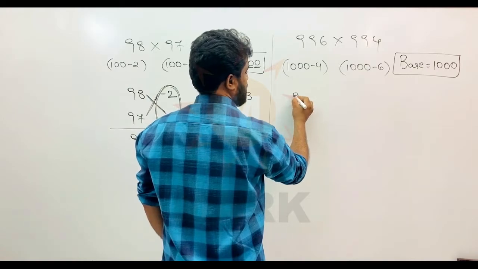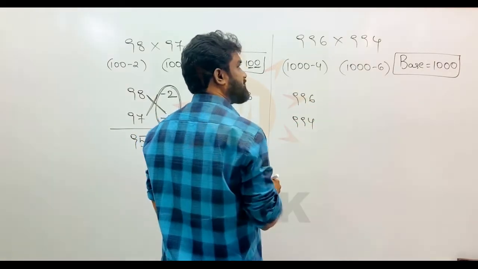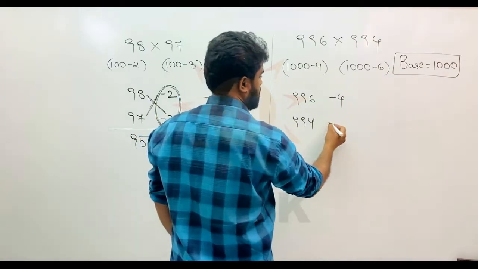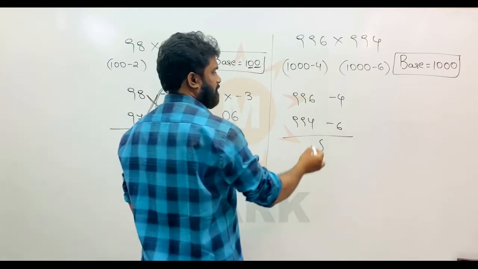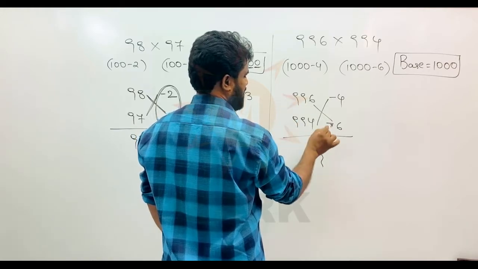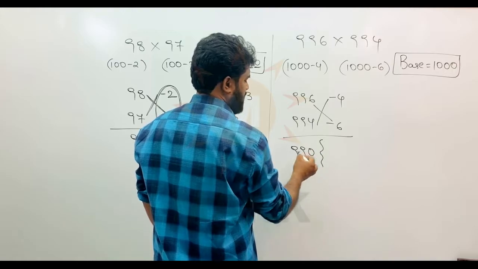Actually what I write on the paper is 996, 994. This is 4 less than 1000, that means I will write -4. This is 6 less than 1000, that's why I write -6. So I divide my answer into two parts. First I will do the cross sum. What is that cross sum? 996 minus 6 or 994 minus 4. The same number will come, that is 990.